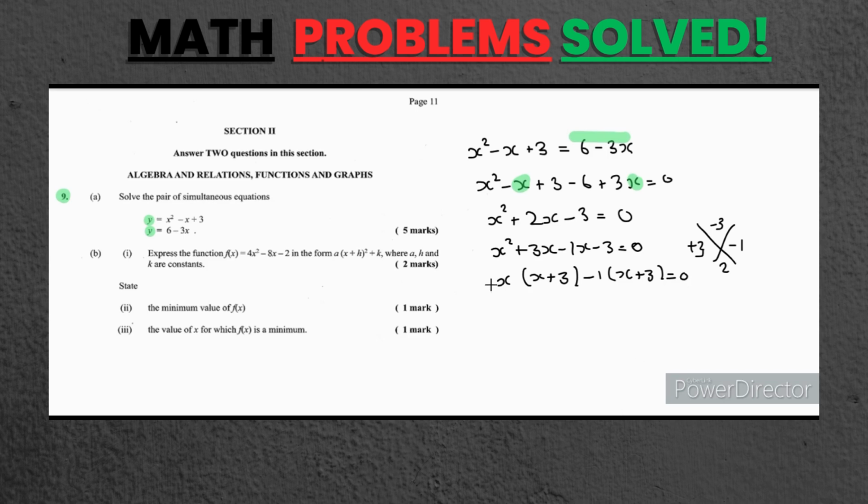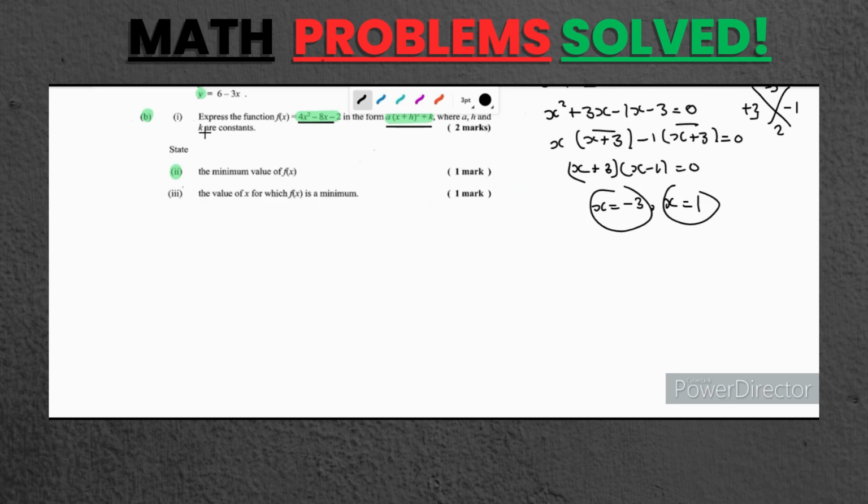So if you factorize it more, you will get x plus 3, because that is common in between these two, and x minus 1 equals to 0. From here you will get two values of x. X will be negative 3 and x will be just 1. So the solution for these two simultaneous equations will be negative 3 and 1 for x, right?